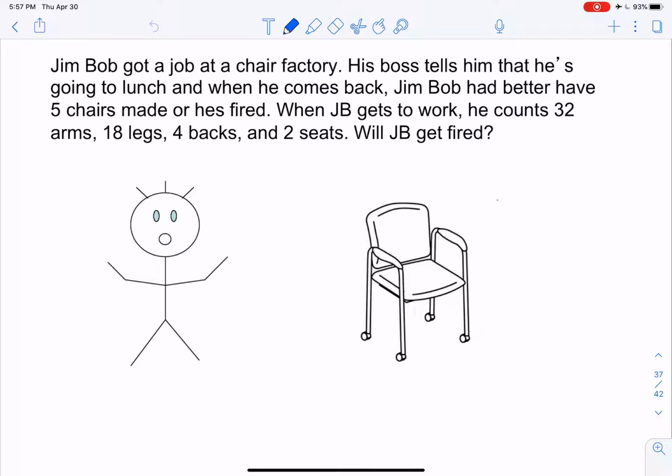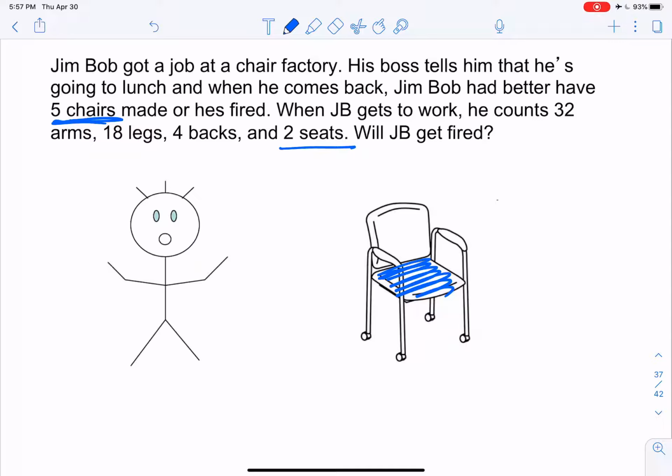Well, the easiest thing to see is he's only got 2 seats there. And if you're going to make a chair, you're going to have something for somebody to sit on. And Jim Bob's boss wants him to make 5 chairs, but he's only got 2 seats. So probably Jim Bob is just going to make 2 chairs, and the boss is going to come back and get mad, and then he's going to explain, and all will be okay. Unless Jim Bob's boss really wants to get rid of him, then he can.